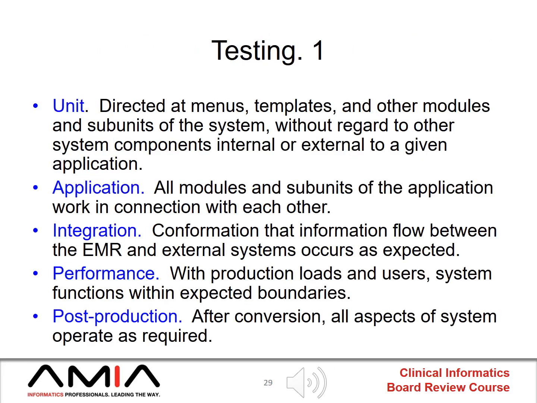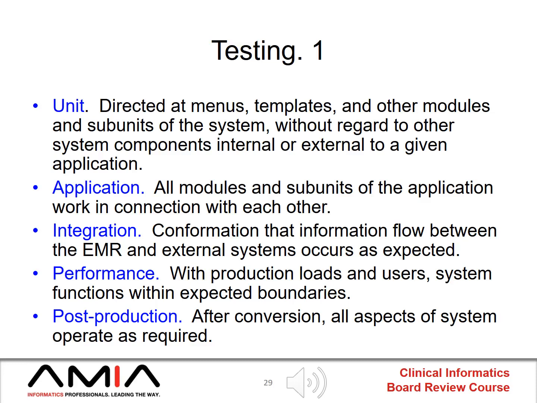So now we'll begin the discussion of testing, and I want you to understand some terms that are commonly used that have to do with testing of clinical information systems. The first is unit testing, and this is focused on menus, templates, and modules or subunits of the entire system, and it deals with these separately without regard to their relationship to other elements of the system. The next is application testing, which is all modules or subunits within the application and how they work with each other.